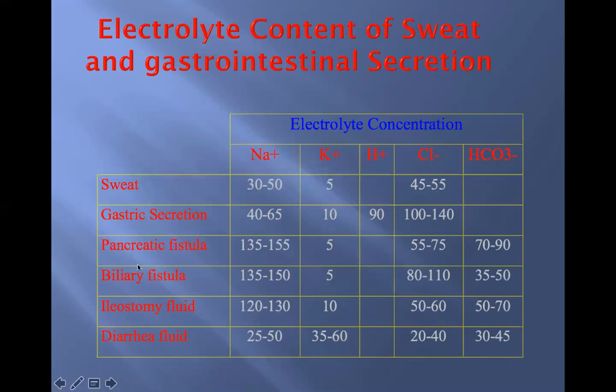Here are the different types of lost fluid: sweat, gastric secretion, pancreatic fistula, biliary fistula, ileostomy fluid, and diarrhea fluid, and the expected loss of electrolytes according to their normal concentrations, to assess the loss and the reasonable scientific type of fluid to be used for the replacement.